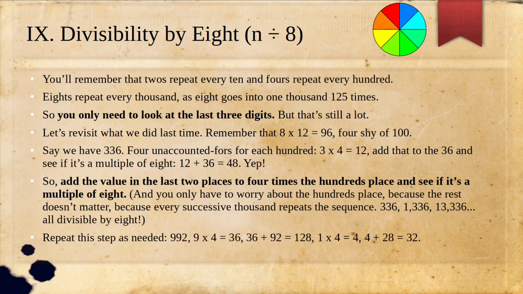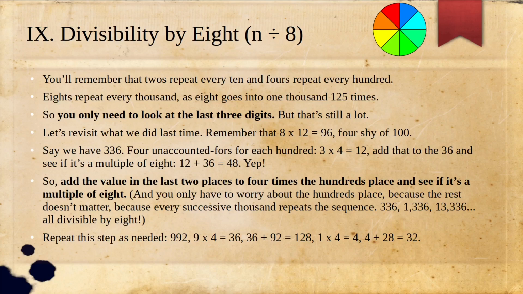Divisibility by 8. You'll remember that 2's repeat every 10 and that 4's repeat every 100. Well, 8's repeat every 1,000. 8 goes into 1,000 125 times. So you only need to look at the last 3 digits, even if it's a gargantuan number. But 3 digits is still a lot. Maybe Ramanujan took his 8 times table row out to 125, but the rest of us can bring back the basic method we used for the 7's.